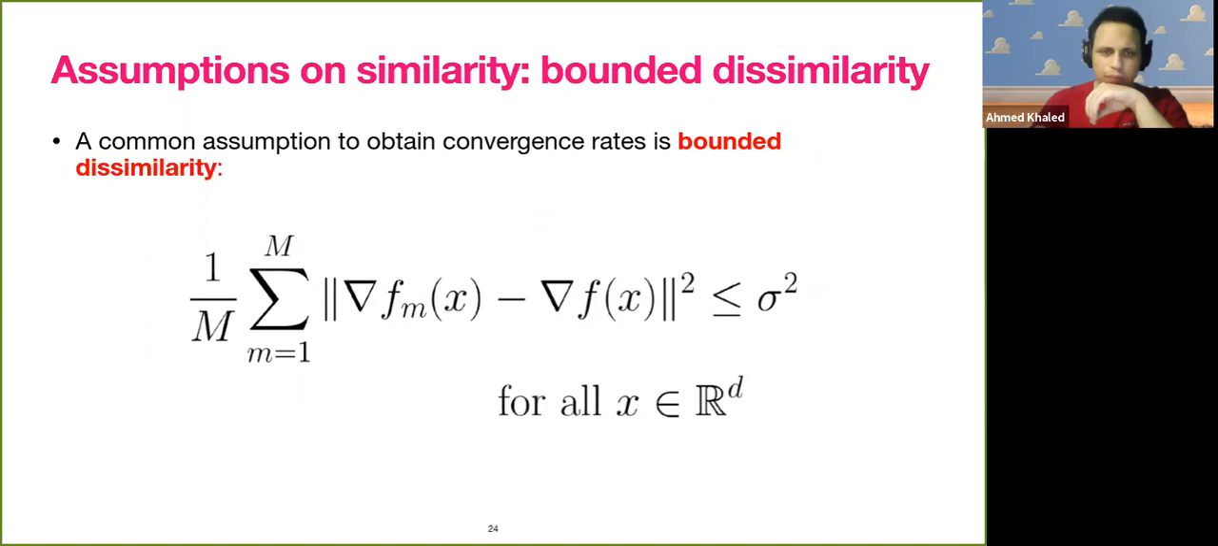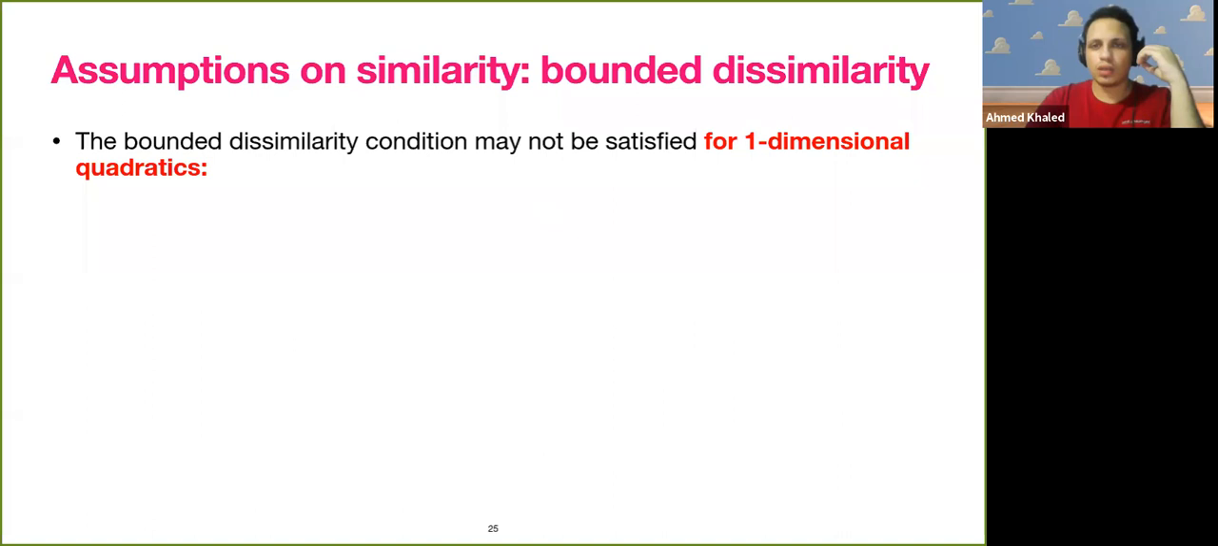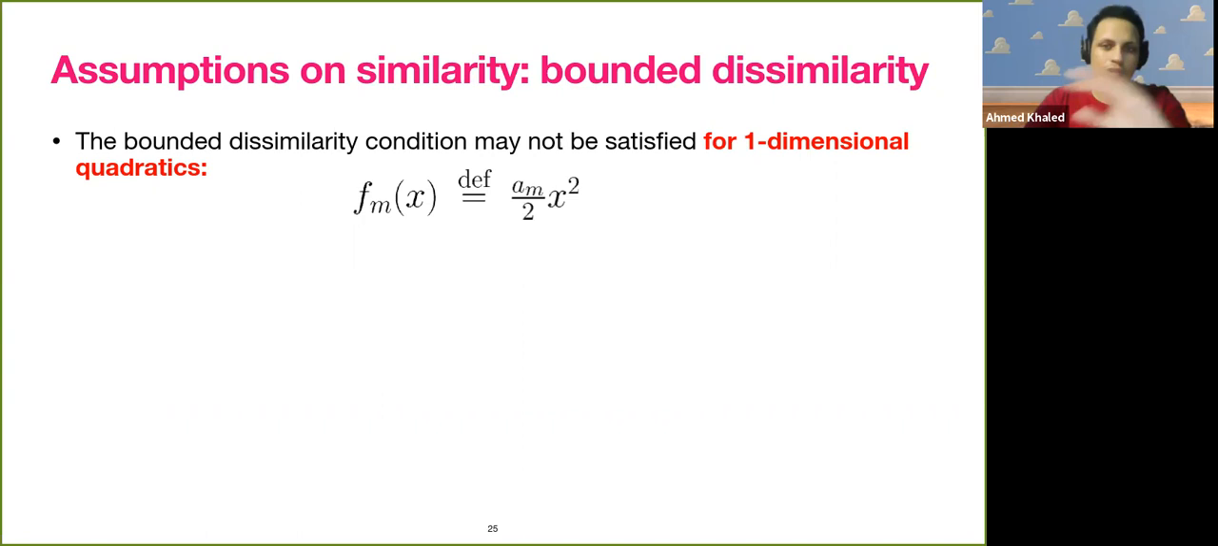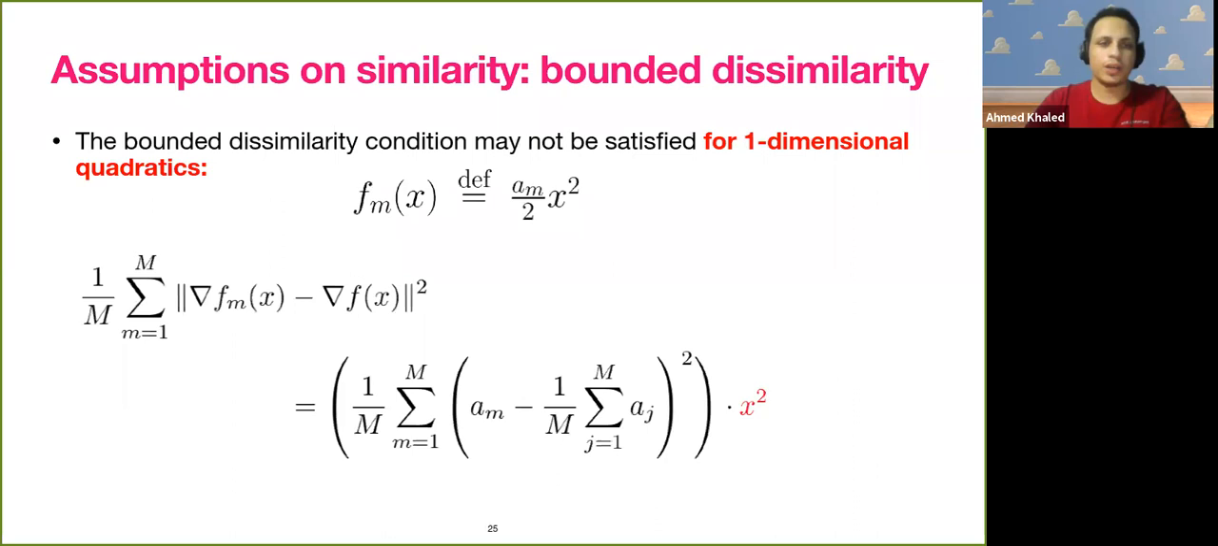So this condition is, let's say, too strong, because we can consider a simple one-dimensional quadratic. This function is very simple. It's just some constant a_m multiplied by x squared over 2, and a_m here is just a positive constant. Applying this definition of f_m and f to this difference of gradients, we see that this average difference that is required to be bounded by the bounded dissimilarity condition decomposes into this constant term multiplied by x squared, where x here is the model. So clearly, we can make this as large as we want, and it is going to contradict the assumption that this dissimilarity is bounded. So this is the first problem here.